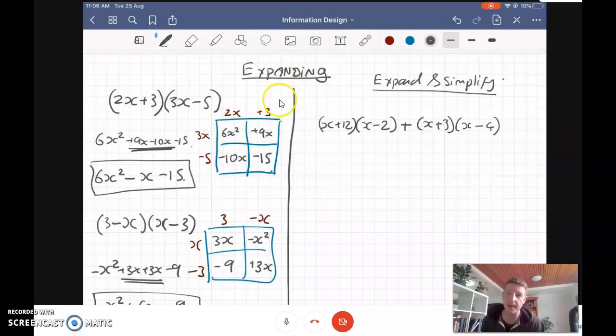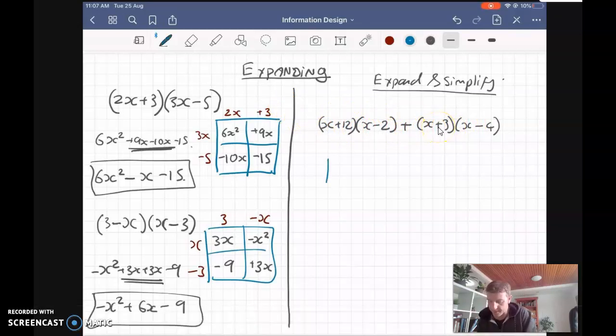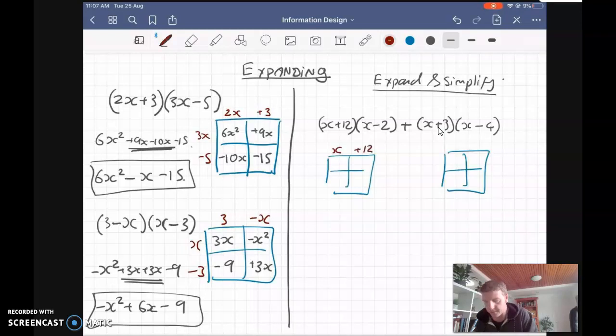Now, the last example I'm going to give is when you have two sets of brackets. So what we need to do is expand both of these individually, and then we can combine them. So here I'm going to have x plus 12 and x minus 2. I'm going to get x squared plus 12x minus 2x minus 24. I'll write that all out. X squared plus 12x minus 2x minus 24.